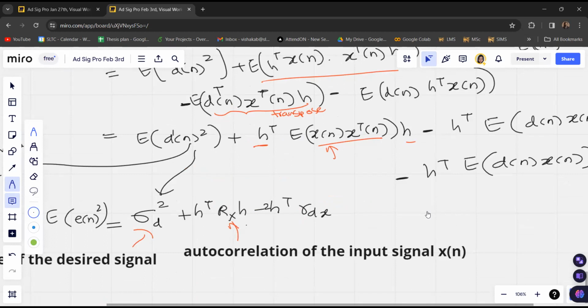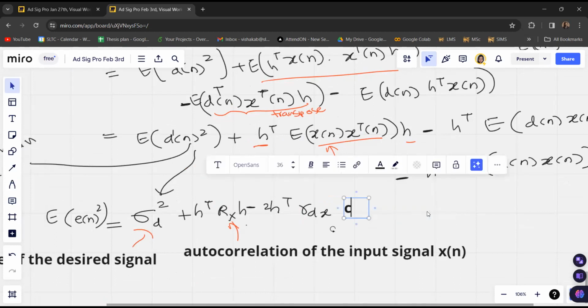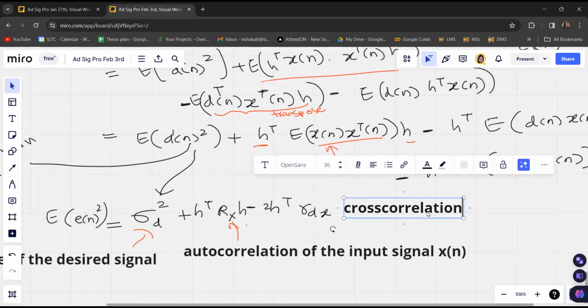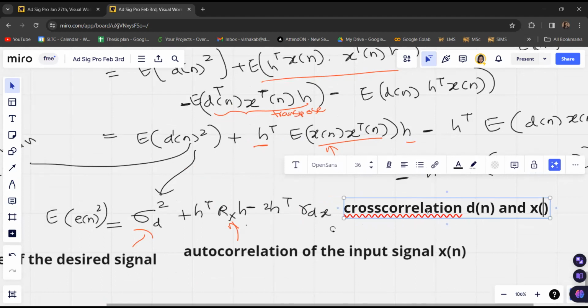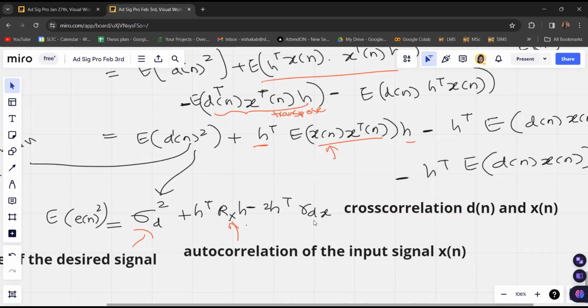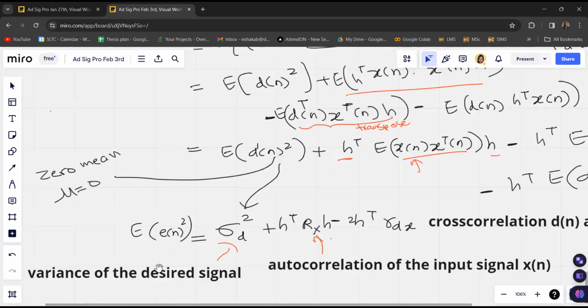By doing so, in here I had to put 2. We can get this expression where this Rdx, or simply Rdx, is used to denote the cross correlation between the signal dn and xn. So cross correlation I denote using this simple Rdx. So this expression we can get as the error function.